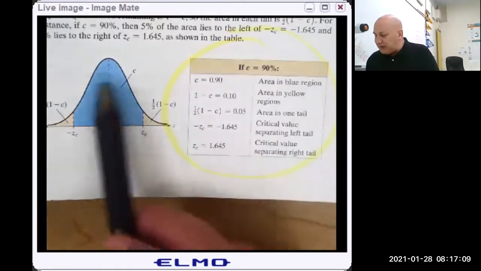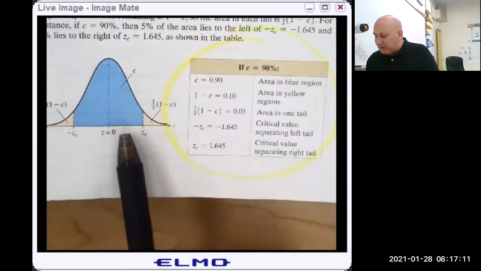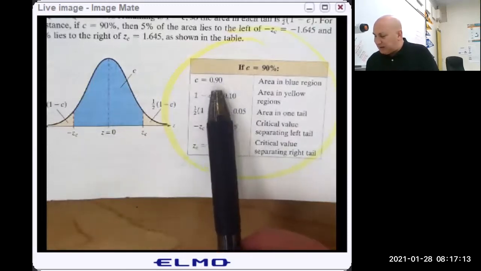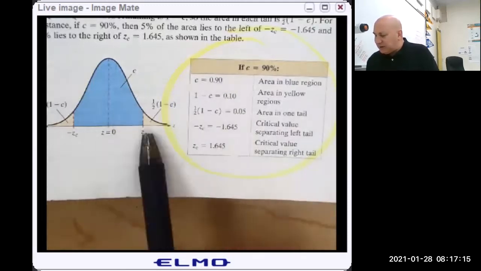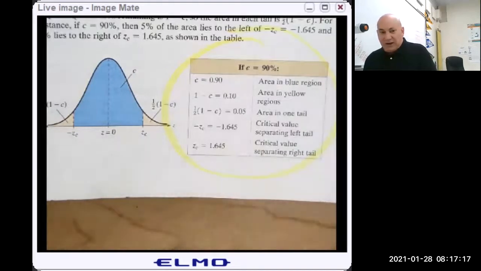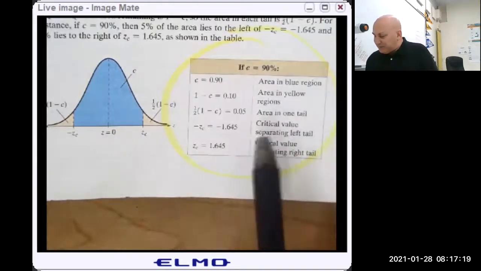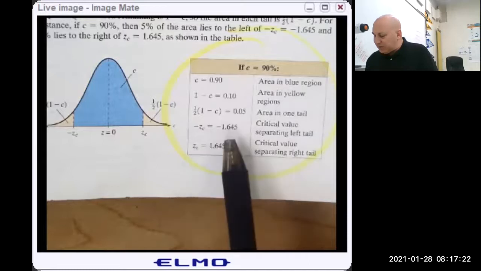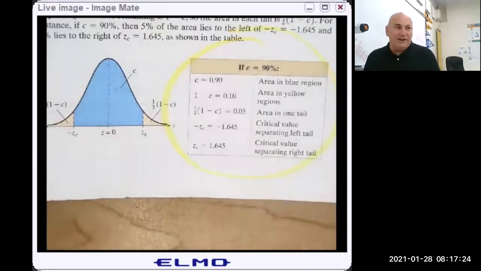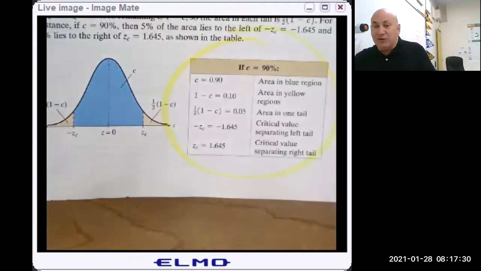You should do this same drill with C equals 95%. See if you can come up with these numbers, and what you should get is a Z-score of plus or minus 1.96 for 95%. Give it a try on your own. Make sure that you can do that.